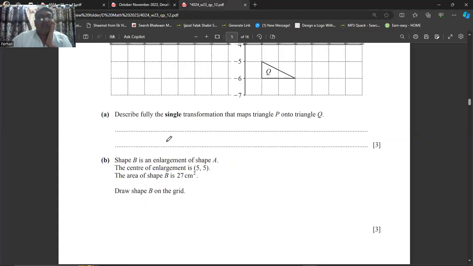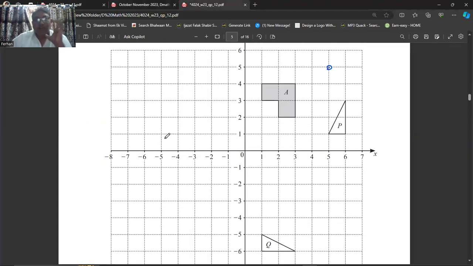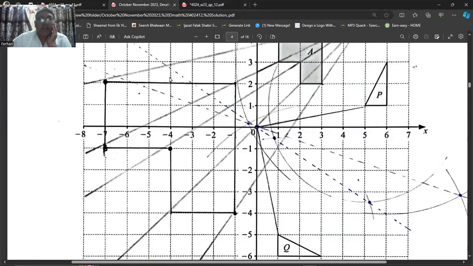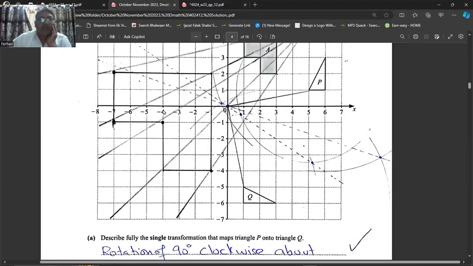The next thing, after knowing the scale factor, because the scale factor is positive, I will join the vertices of this shape A with the center of the enlargement with straight lines, and I will prolong those lines. So I will join this with this, and I will prolong it. I will join this with this vertex, and prolong it. So join all the vertices of this shape A with the center of the enlargement and prolong them. So I can show you.